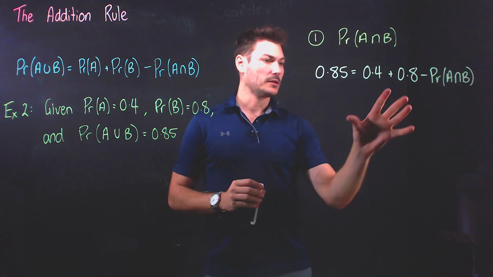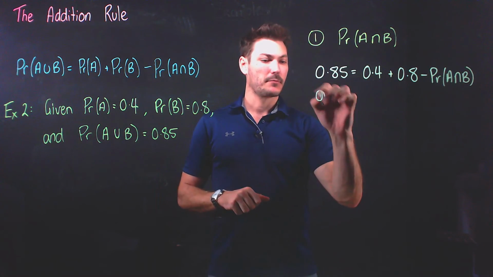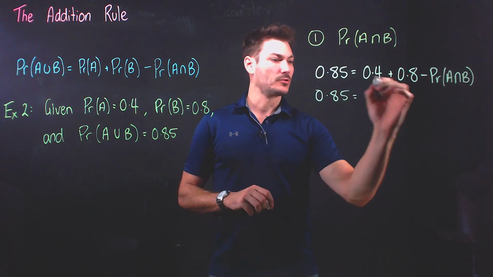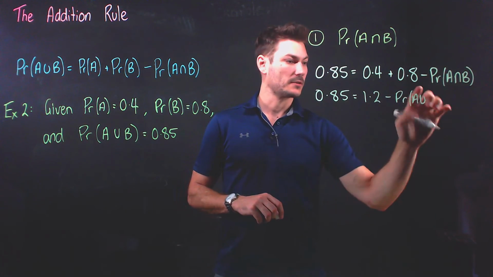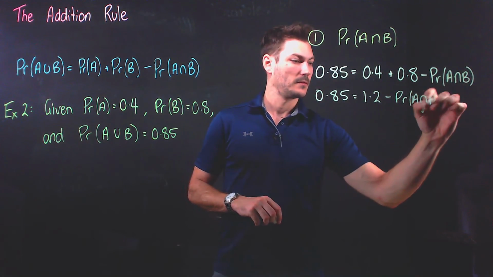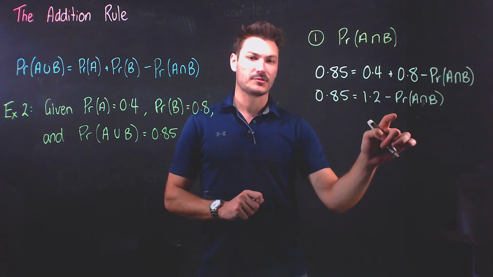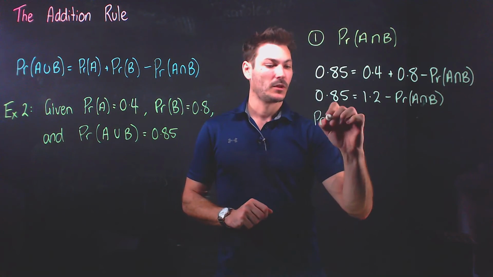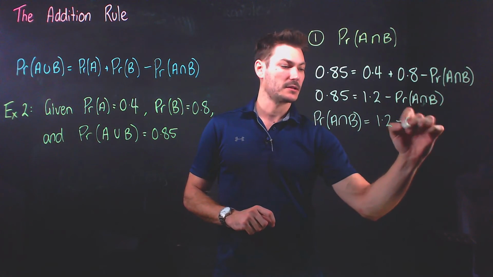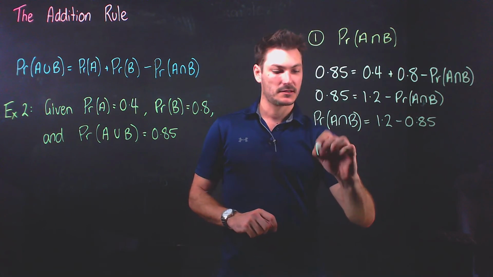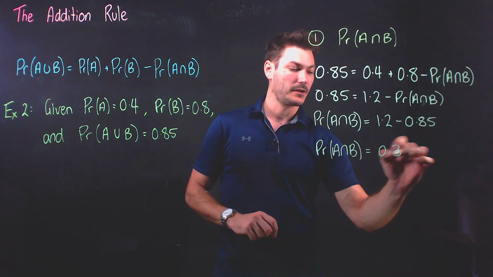So from here, we just need to simplify and rearrange. So first thing I'm going to do is add these two terms together. So I'm going to get 0.85 is equal to 1.2 minus the probability of A intersect B. And now we're going to add this probability over here and subtract 0.85. So the probability of A intersect B is going to be equal 1.2 minus 0.85, and hence the probability of A intersecting with B is going to be 0.35.